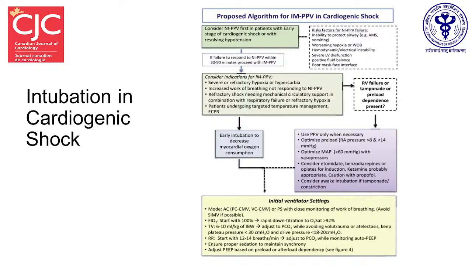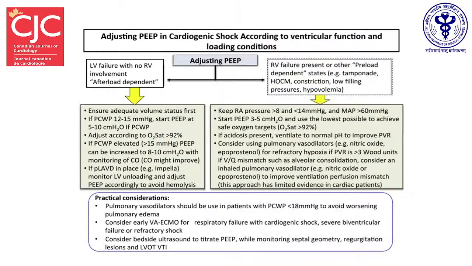So when it comes to RV failure, your first thing is to delay intubation as much as possible, because even minimal peaks will decrease the RV function further. So how do you adjust PEEP in cardiogenic shock patients? If the patient is predominantly an LV failure, you can go with higher PEEP. You intubate, start PEEP at 5 to 10 and increase up to 8 to 10. There is no problem. You want to clear the lungs, decongest the patient.